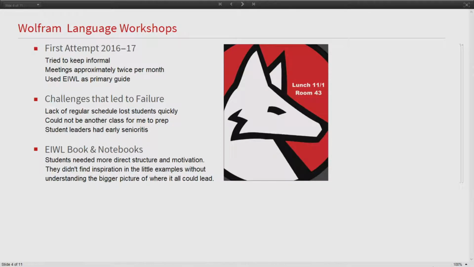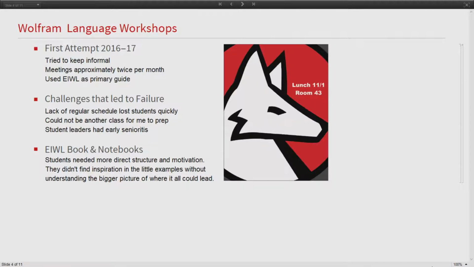So 2016 is when I had the first inspiration, like, let's do this. What we started was what we called the Wolfram Language workshops. A couple of students were excited about this idea. We created these posters that were all mysterious and hung them up all over campus to see who would show up and learn what this is all about. We had several students who were interested.